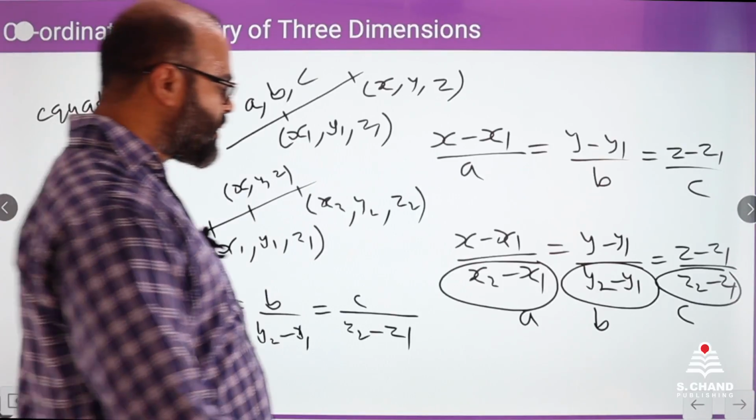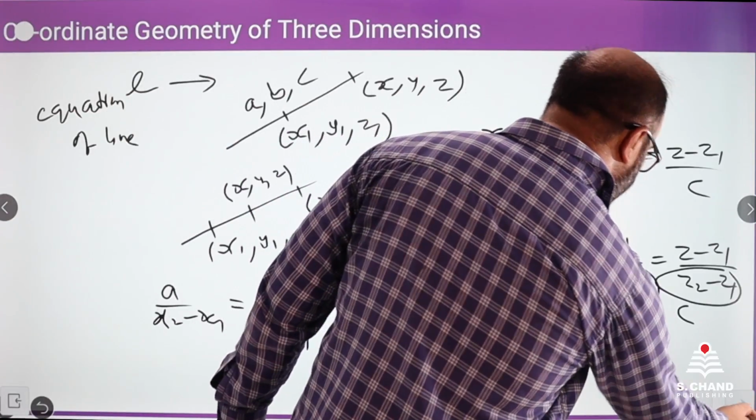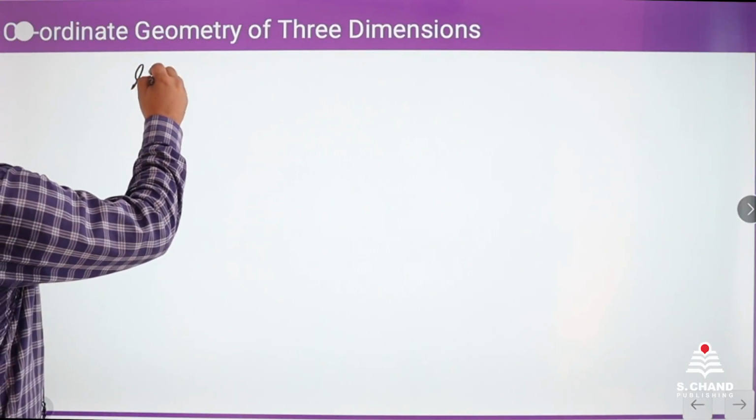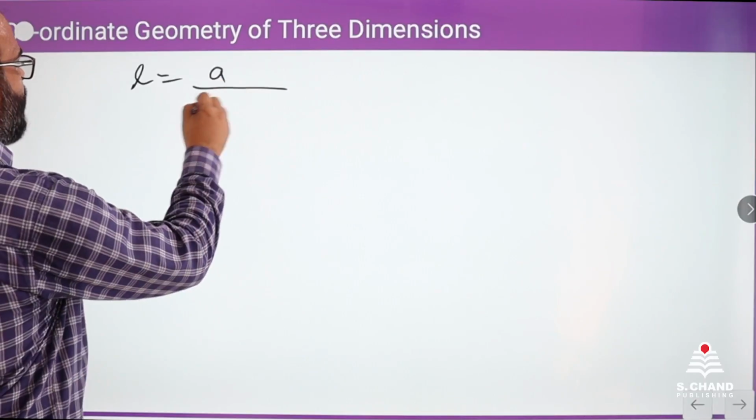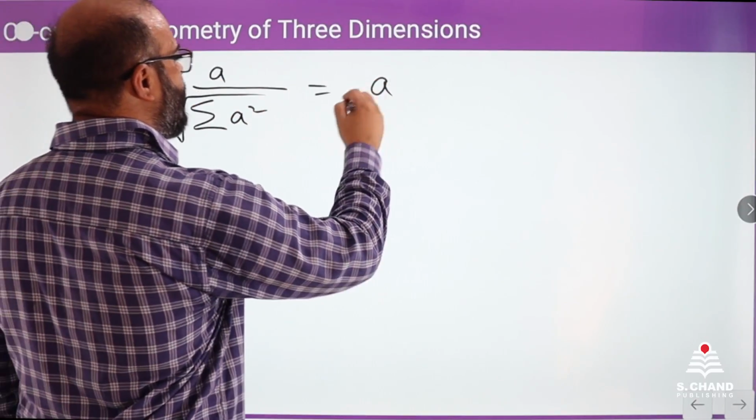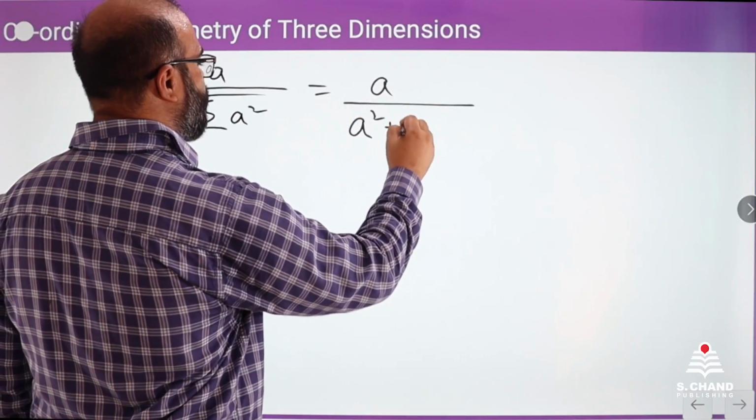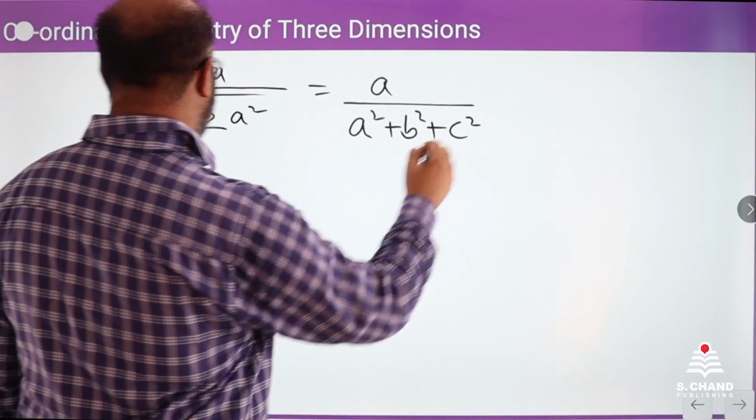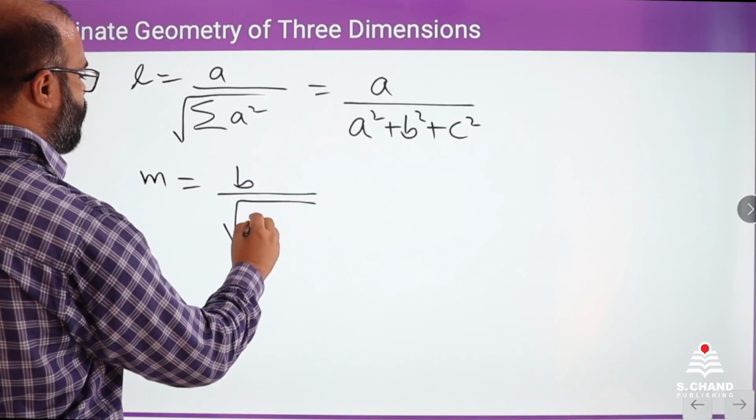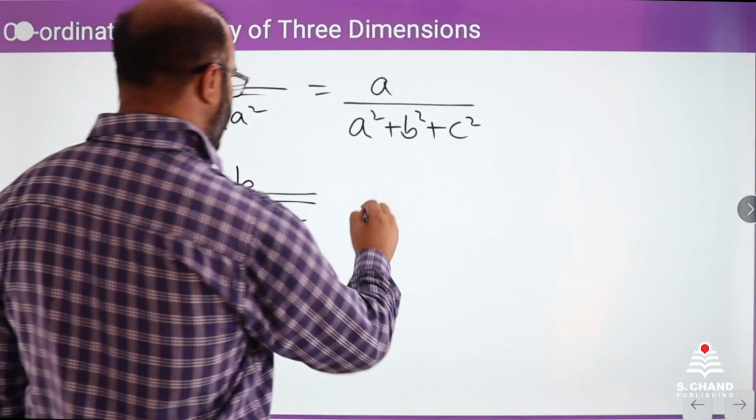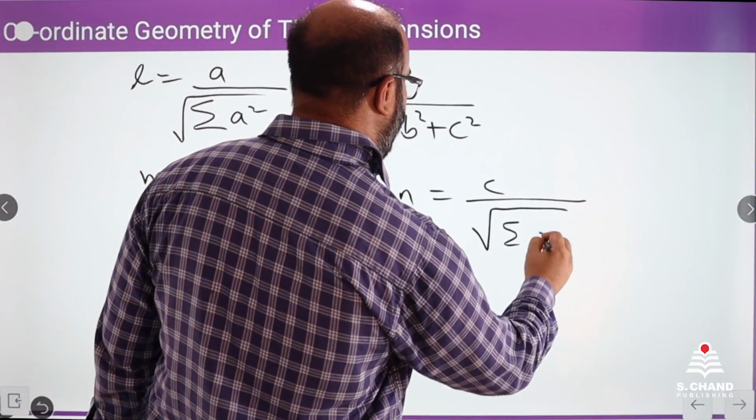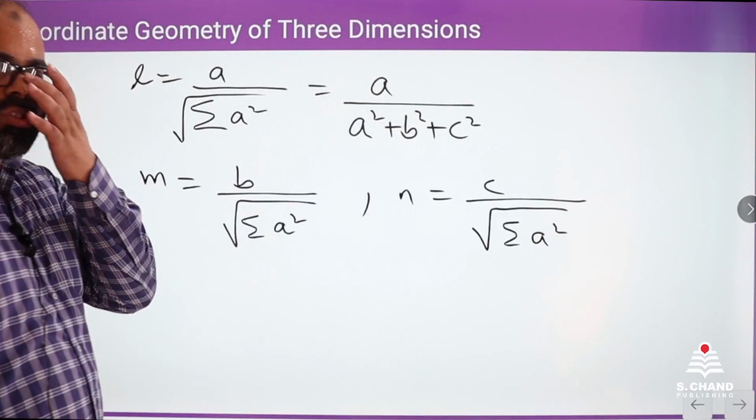And if it is further asked what the direction cosines are, can you tell? The direction cosines will be L, which is A by root over sigma A square, which means A by root of A square plus B square plus C square. And then we have M, which is B by root over sigma A square again. And then we have N, which is C by root over sigma A square again. So these are the direction cosines L, M, N.